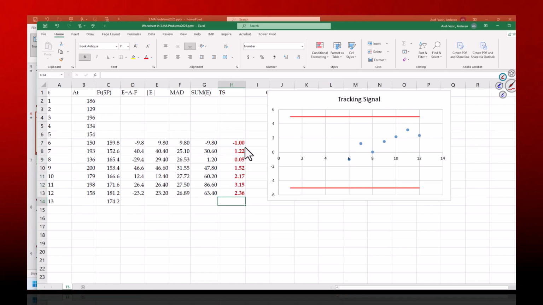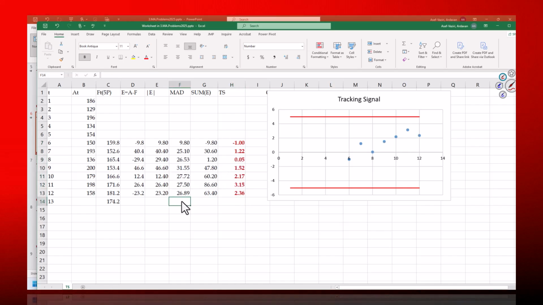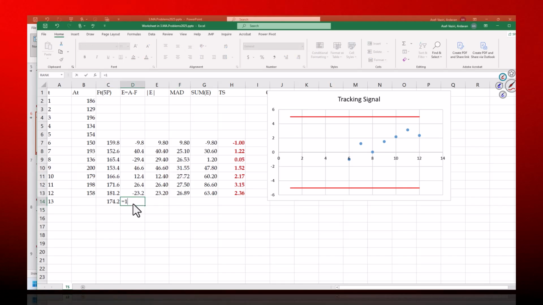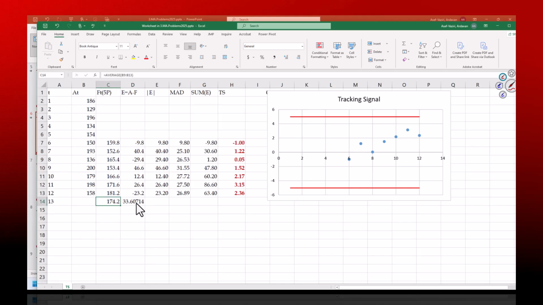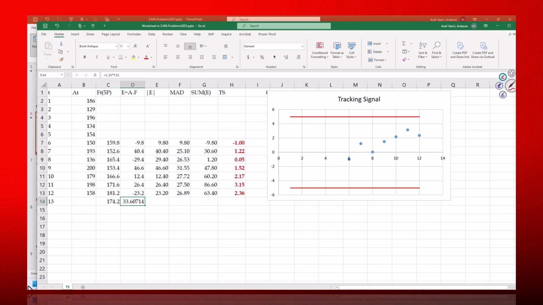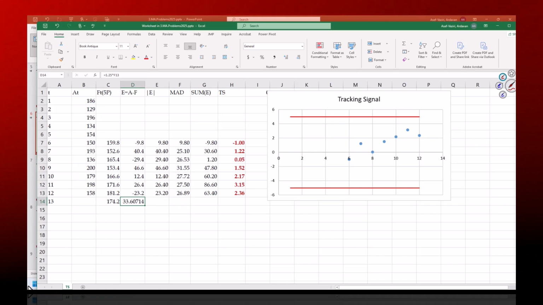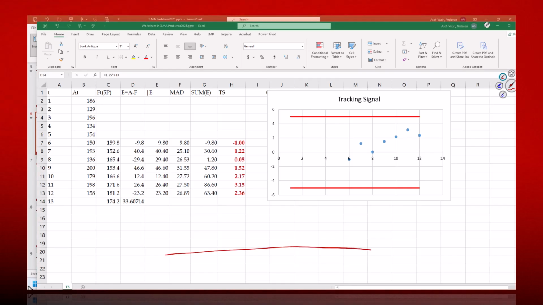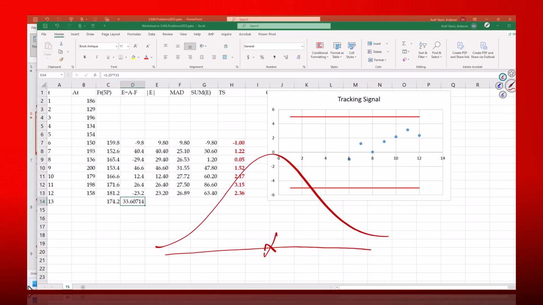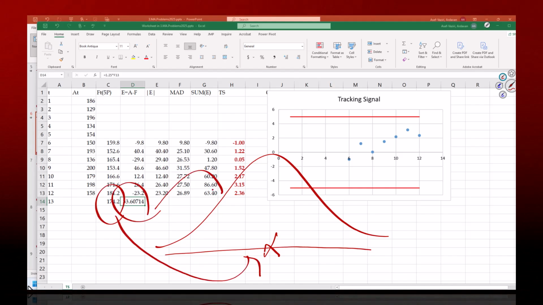What we know is if I'm using MAD, the standard deviation of forecast for next period is equal to 1.25 times MAD. So this is my forecast for next period, and this is the standard deviation of forecast, and demand for next period has a normal distribution with this average and this standard deviation.